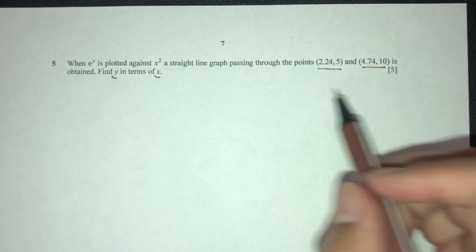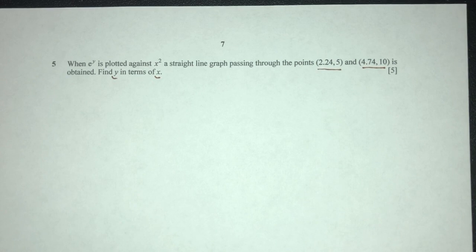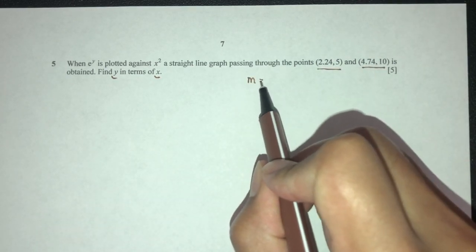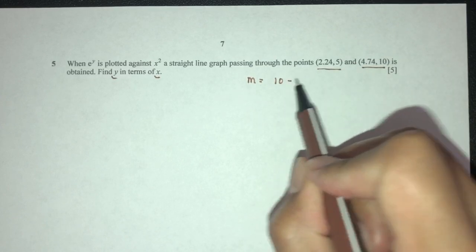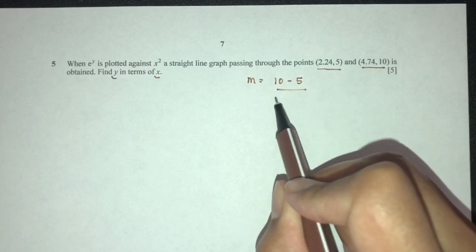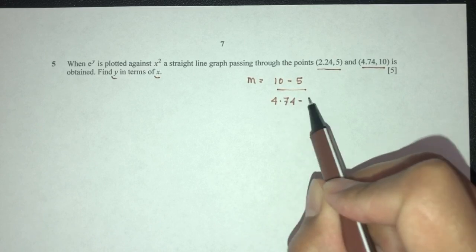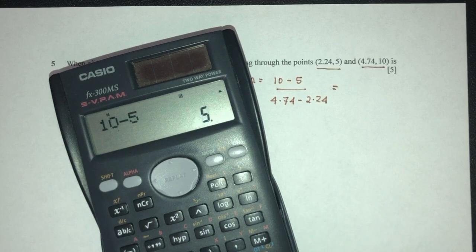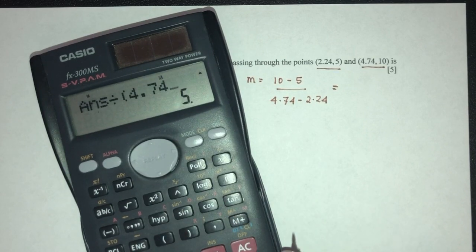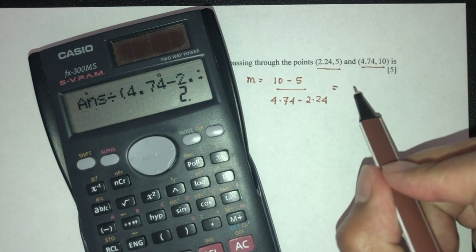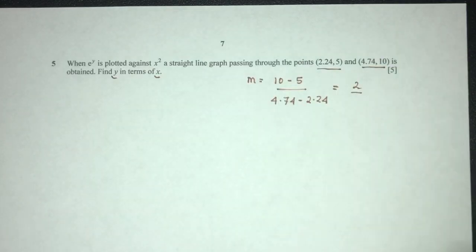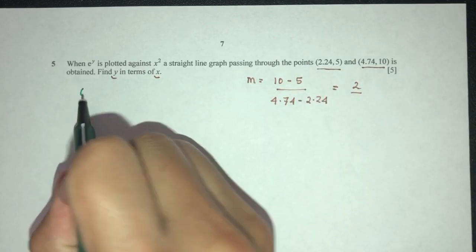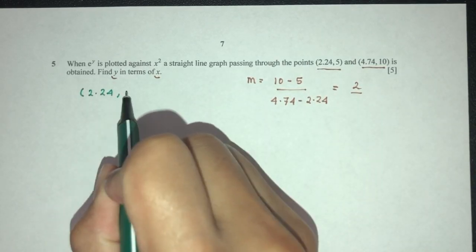So for example here, to find the equation of a straight line graph, we have to find the gradient. The gradient will be y2 minus y1 over x2 minus x1. So 10 minus 5 is 5 divided by 4.74 minus 2.24. That will be 2. This is the gradient of that straight line. Now obviously to find the equation we have to use a passing point. Let's use this point, 2.24, and then here we have 5.